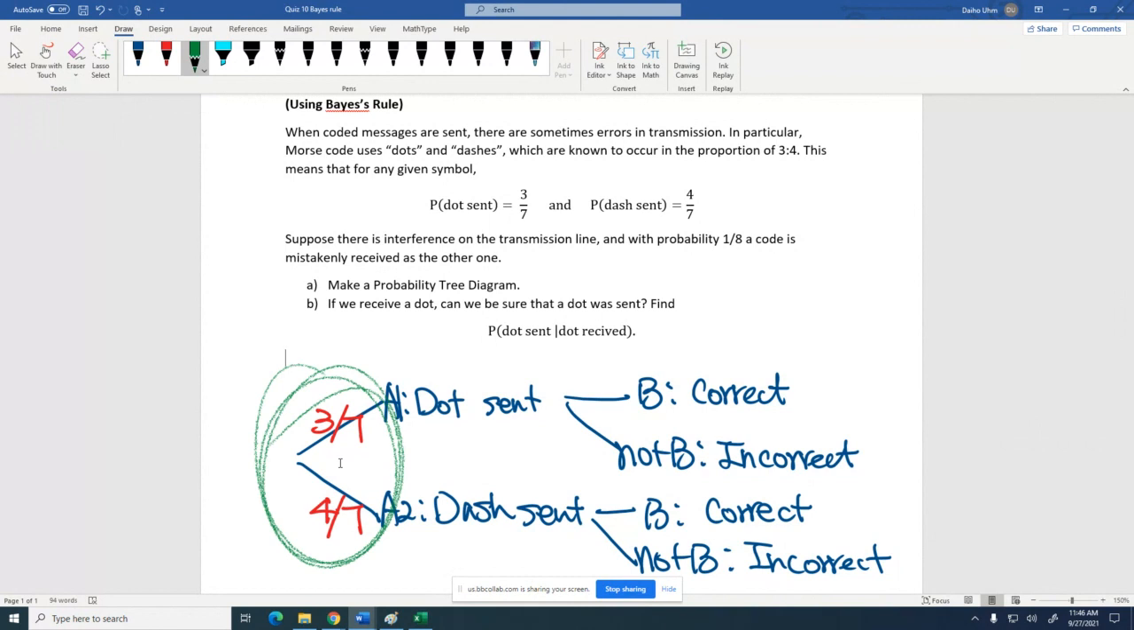Suppose there is a mistake with the probability 1 over 8. Which one must be 1 over 8? Incorrect. It's 1 over 8. Both of them, dash and dot, have the same probability. Mistaken. Then how much will be the chance of being correctly received? 7 over 8. Yes.